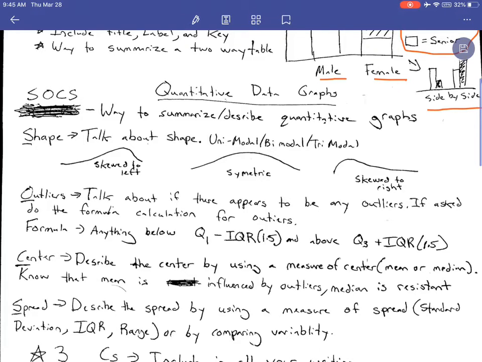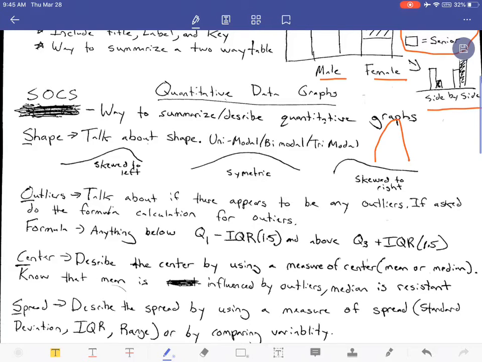So a couple different things we can talk about when we're talking about the shape. We can talk about how many peaks the graph has. So if I have a unimodal graph, that's going to have one peak like this. If it was bimodal, I have two peaks like this. And then if it was trimodal or quadmodal, you just change the prefix. That's how many peaks it has. So if it was trimodal, you would have 3 different peaks. Okay, so that's the first part.